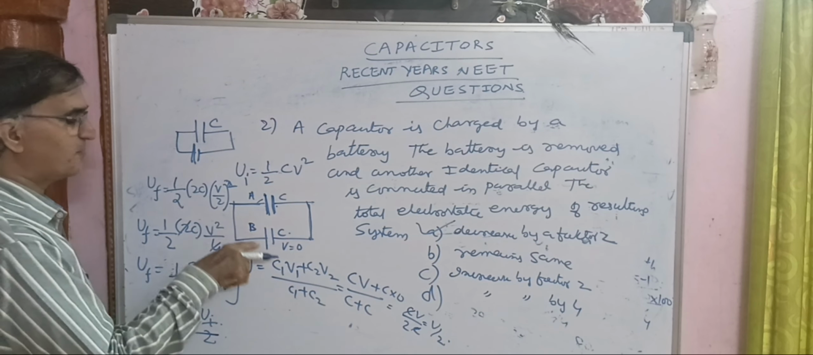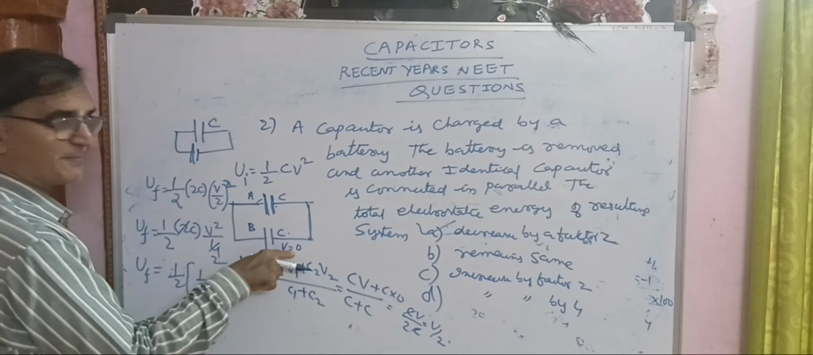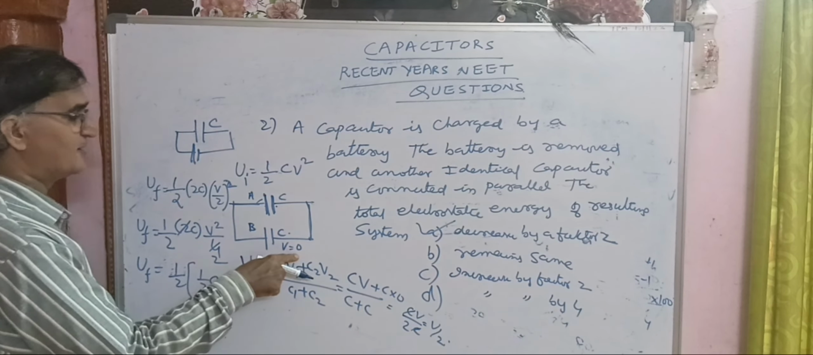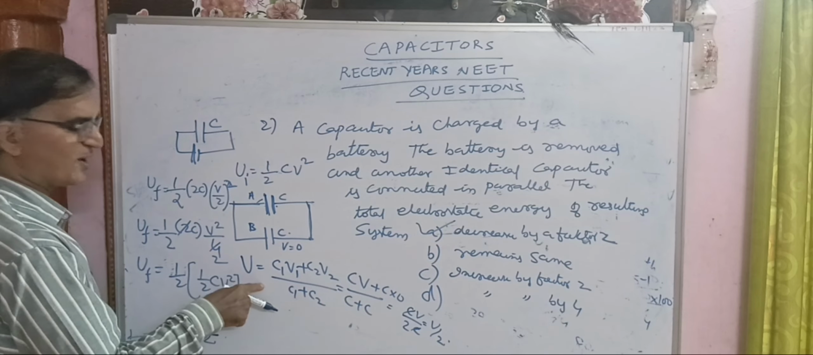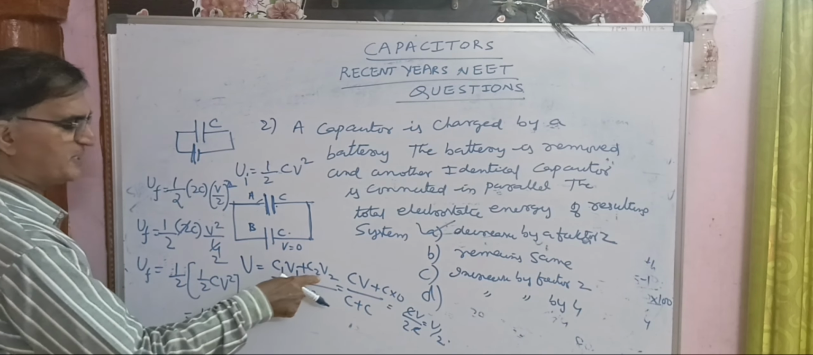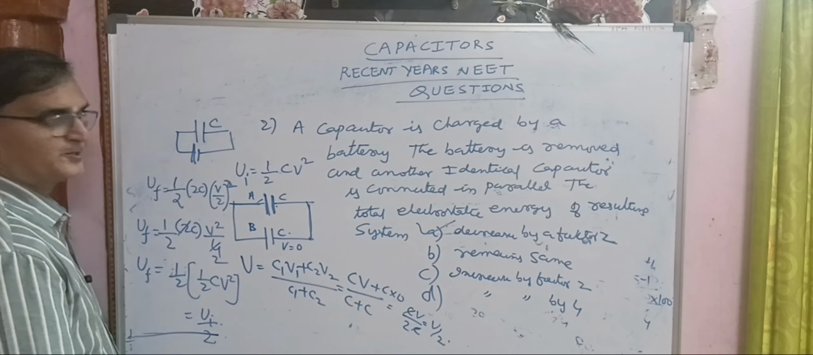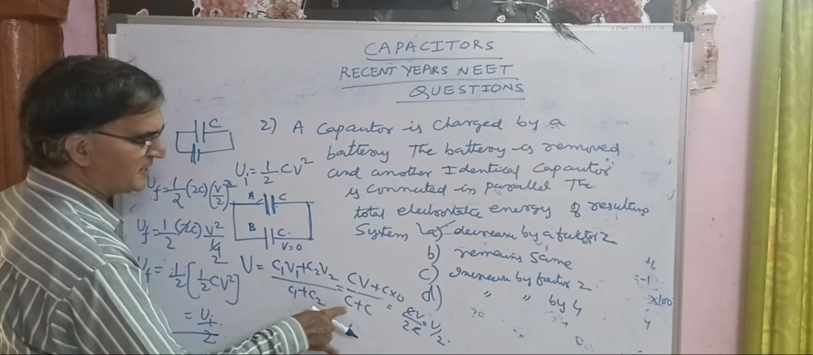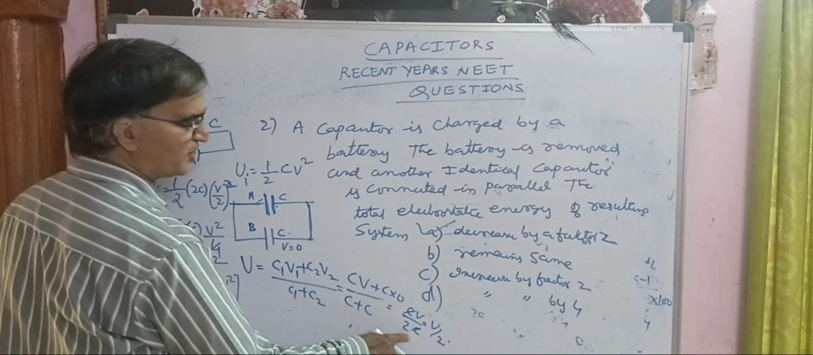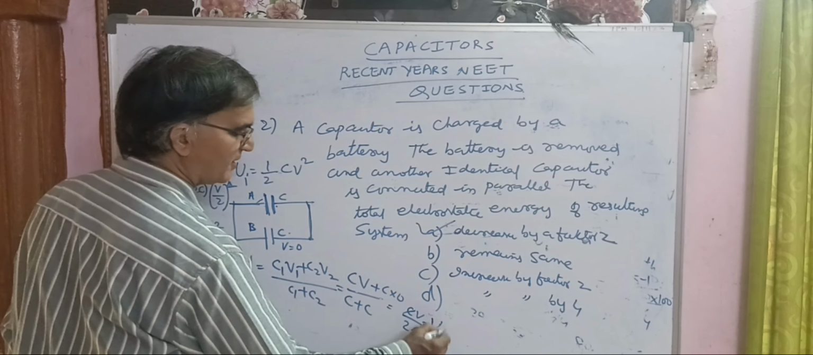Whenever you connect another uncharged capacitor, its potential is 0. These two are in parallel, so you should go for the common potential formula: C1 V1 plus C2 V2 by C1 plus C2. C into V you already have, the other is 0, so C into 0 by C plus C. You are left with V by 2.